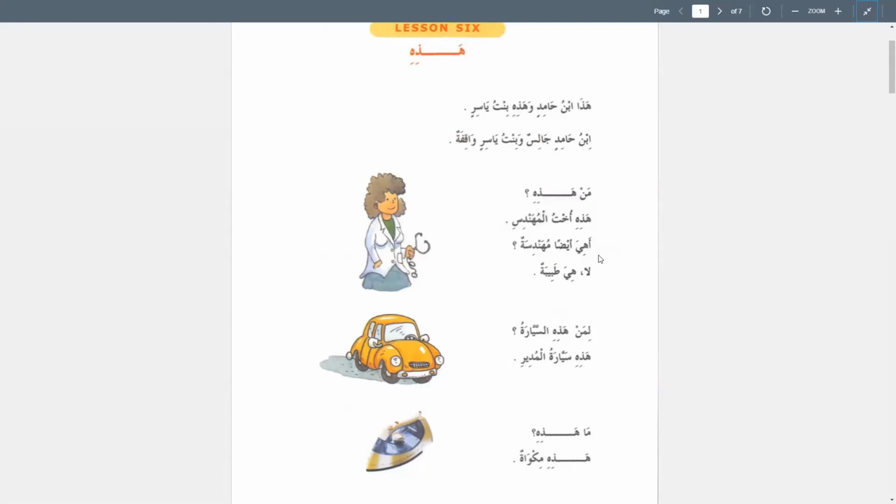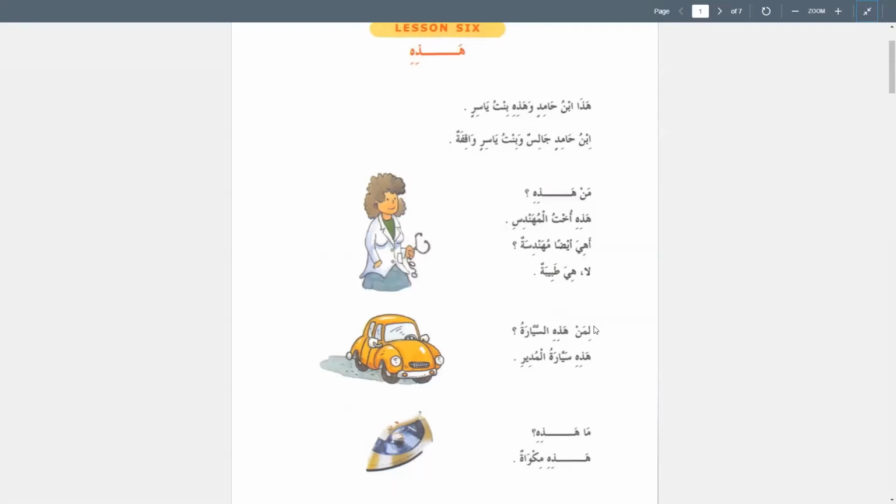Ahiya, here the aleph is like hal. So hal hiya aidan muhandisa? Is she also an engineer? Very good. La hiya tabiba. Lara? No, she's a doctor.